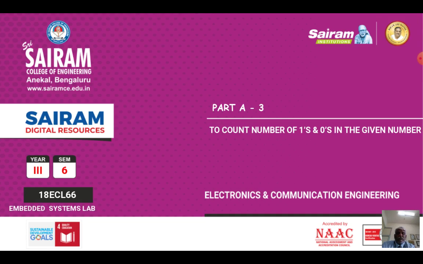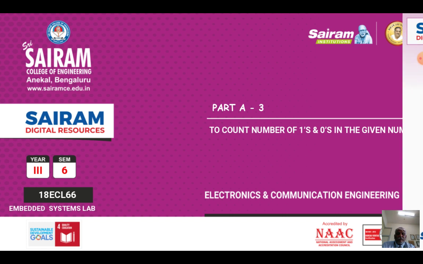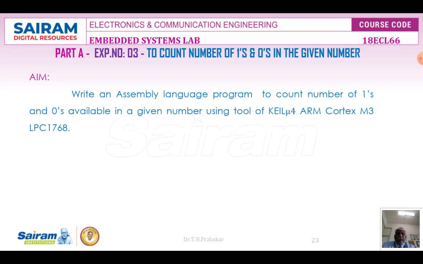The third program is intended to count the number of ones and zeros in the given number. So the aim of the program is to write an assembly language program to count the number of ones, whether it is a 4-bit number or an 8-bit number, whatever it is. Supposing it is the decimal number 7, then the binary equivalent is going to be 0, 1, 1, 1. In that case, how many zeros and how many ones are there in the value?